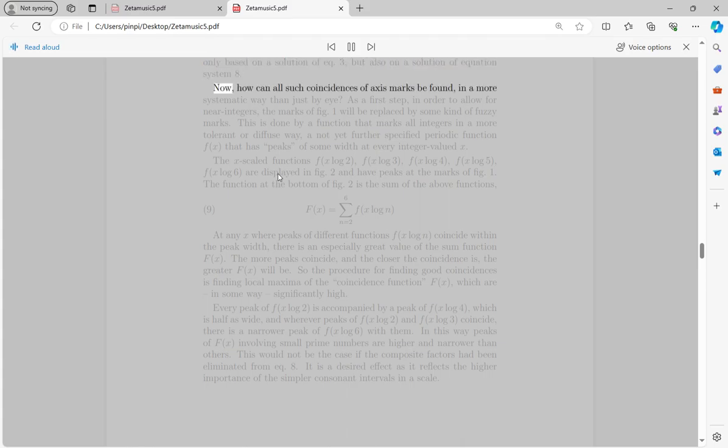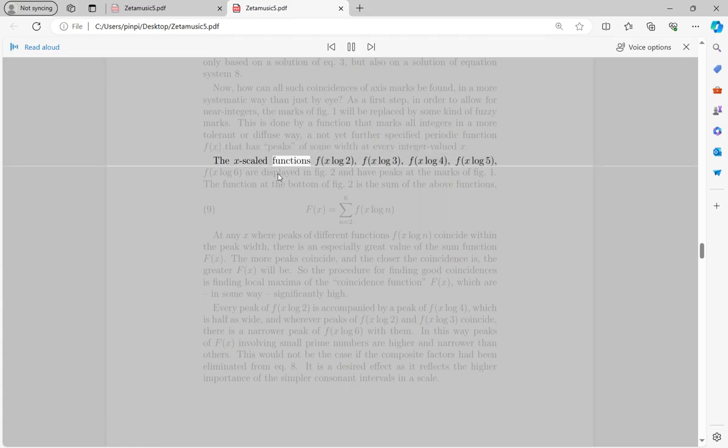Now, how can all such coincidences of axis marks be found in a more systematic way than just by eye? As a first step, in order to allow for near integers, the marks of figure 1 will be replaced by some kind of fuzzy marks. This is done by a function that marks all integers in a more tolerant or diffuse way, a not yet further specified periodic function f(x) that has peaks of some width at every integer valued x.